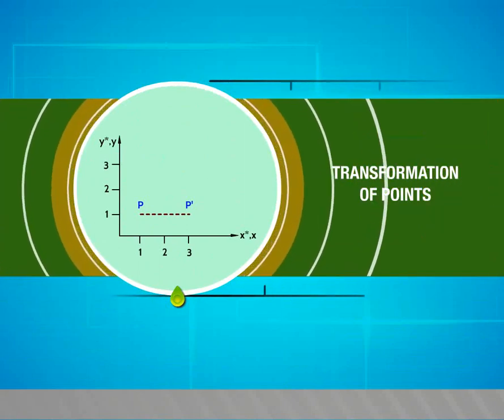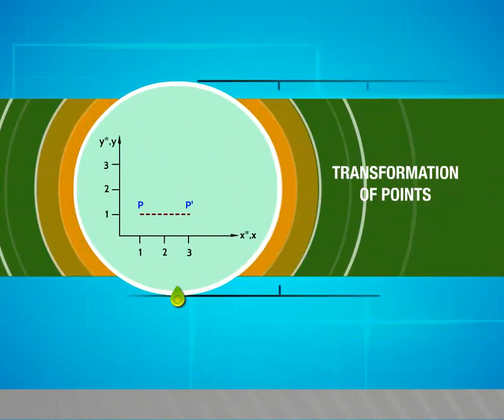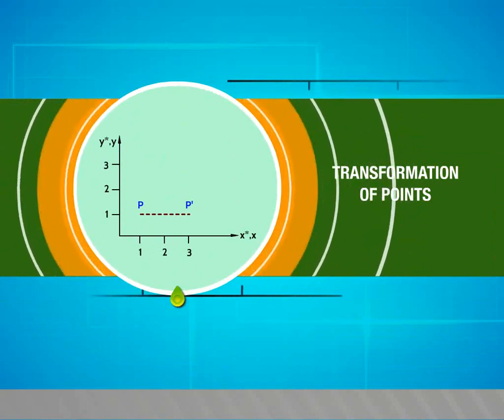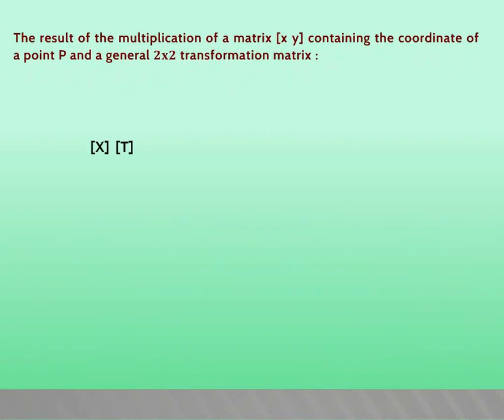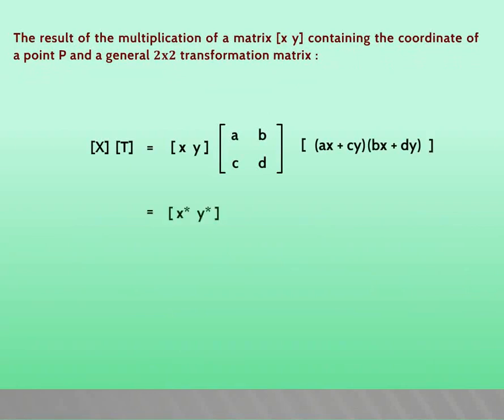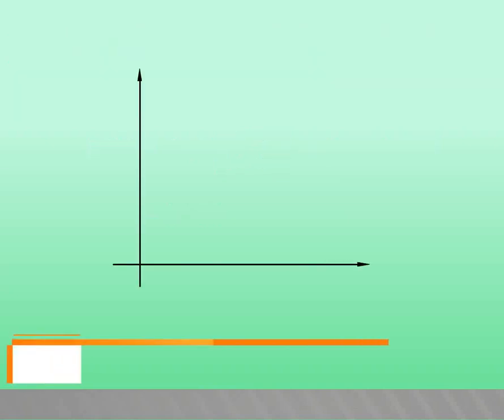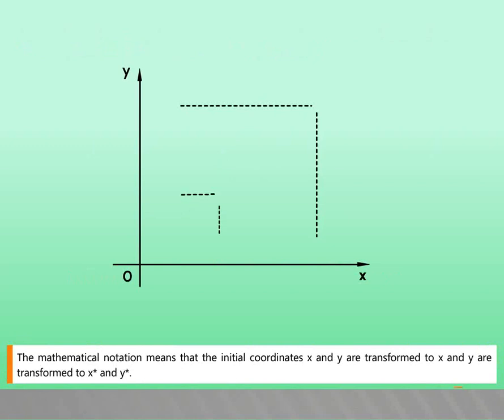Transformation of points. In this video, we are going to see about transformation of points. The result of the multiplication of a matrix x, y containing the coordinates of a point P and a general 2 cross 2 transformation matrix. The mathematical notation means that the initial coordinates x and y are transformed to x asterisk and y asterisk.